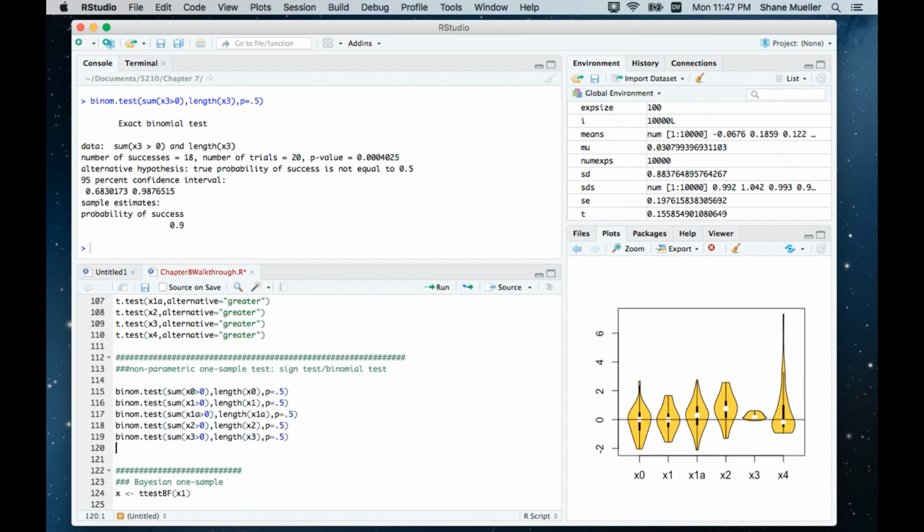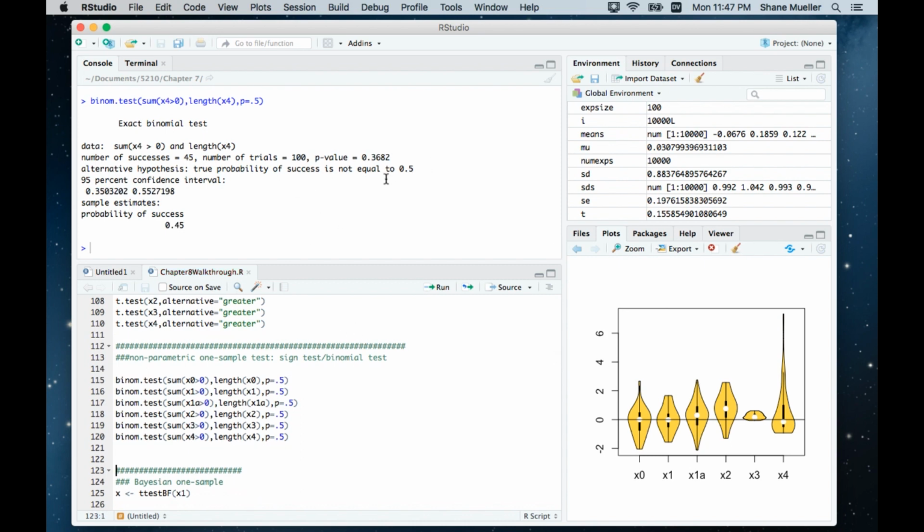And now for this tricky case, x4, and now in this non-parametric test, the p-value is 0. I found that there's 45 out of 100 trials were greater. In fact, it looks like, if we got this right, 45 out of 100 trials were greater than 0. So actually there was more weight less than 0 than greater than 0.